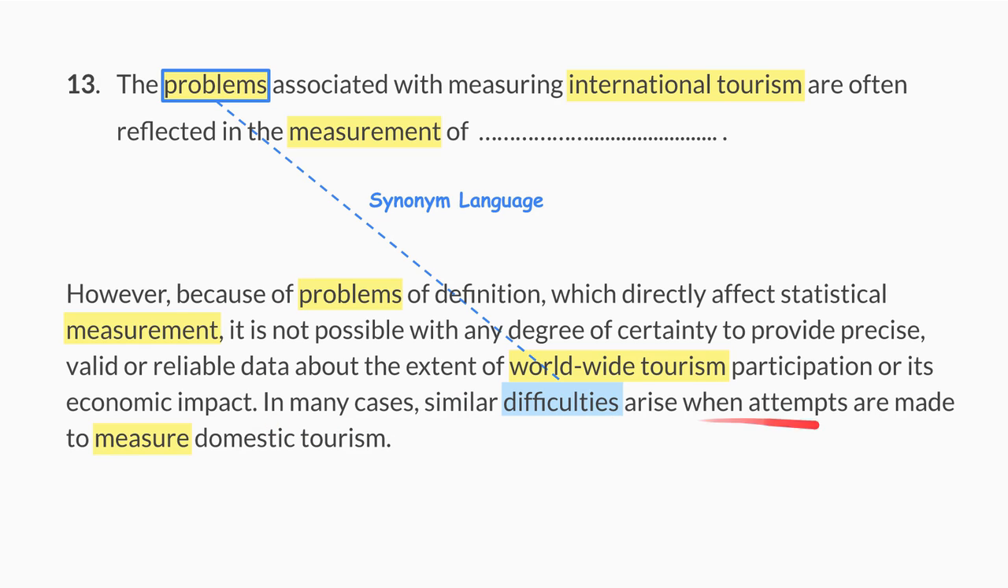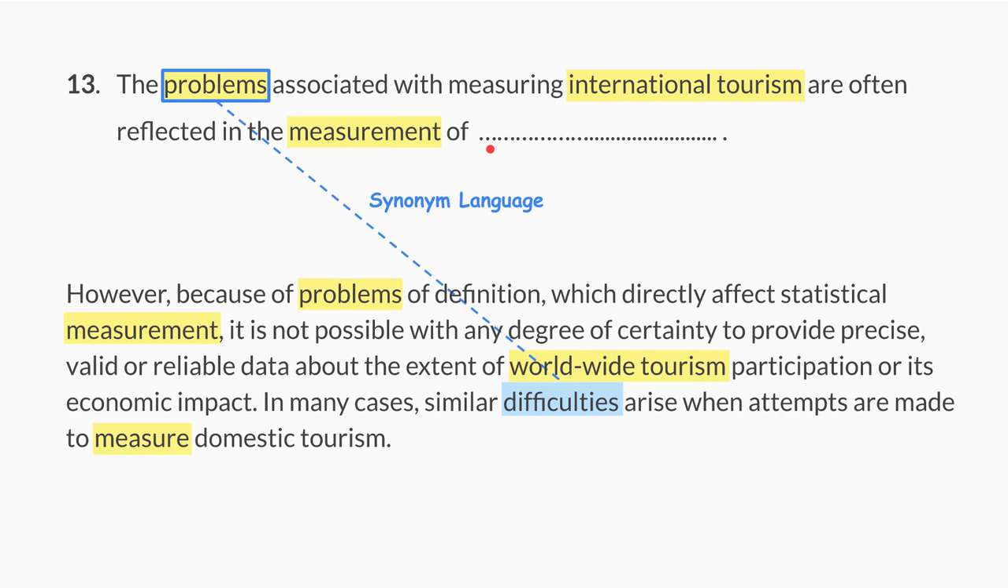This is where I'm going to find my answer, because it's saying that in many cases, similar difficulties arise when attempts are made to measure what? Well, here is the answer: to measure domestic tourism. So that's what this question was asking.